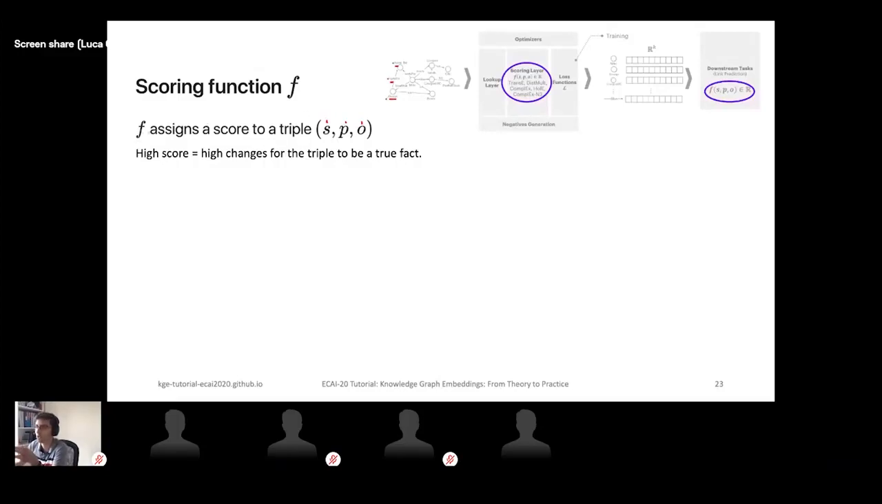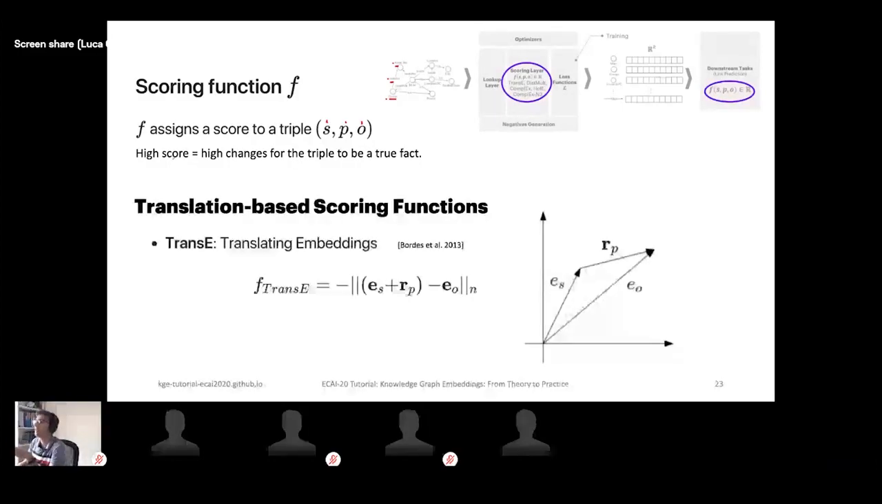Now, the role of the scoring function F is to assign a high score to facts which are likely to be true, and low scores to facts, triples, that are likely to be false, that are likely to be negatives. And this can be done in really dozens of different ways, and the literature is really wild on all the different ways that this can be achieved. As I said, we will not cover everything because it'll take probably a couple of days of webcast time, but we will focus on the most important models and most used models in practice. We will describe these models and we will divide these models in families. And I will start with a family called translation-based scoring functions.